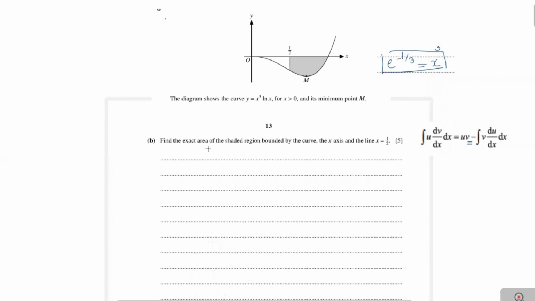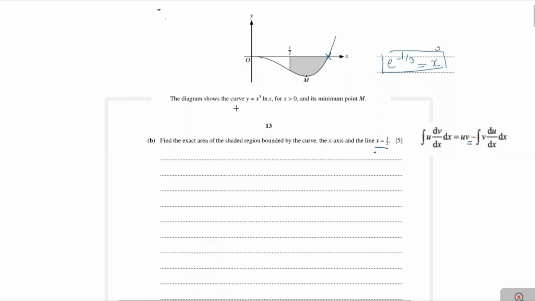Part B: find the exact area of the shaded region bounded by the curve, the x-axis and the line x equal to 1 over 2. You see here, this is the line x equal to 1 over 2. This line is the x-axis, which intersects the curve at this point. Firstly, we have to find the point of intersection between the curve and the x-axis. We can find this value.